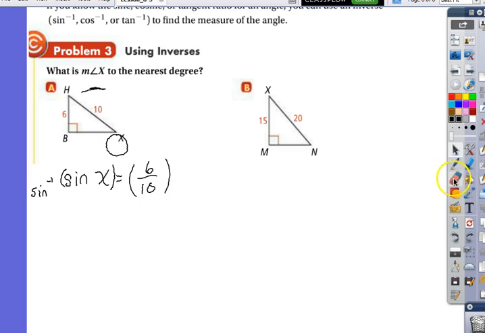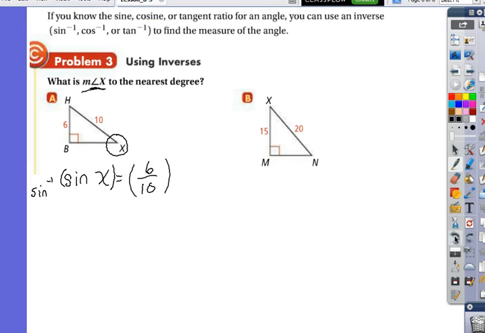What I'll do is I'll just rewrite this a little bit further over, because I'm going to take the sine inverse of both sides of the equation. Maybe I should have written it a little bit better, so that you can see what's going on here. So now I'll take the inverse of both sides. I'm going to take the sine inverse of both sides.